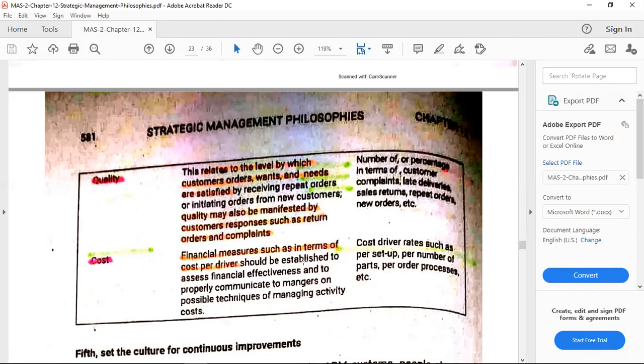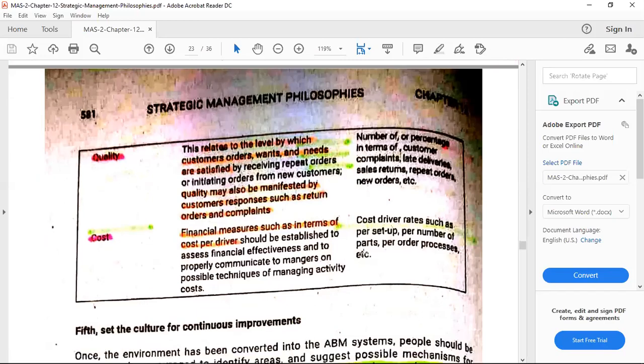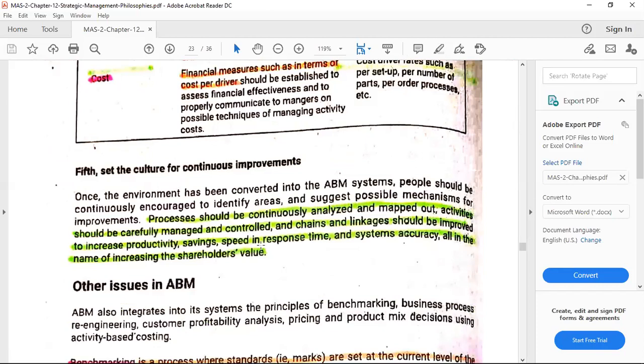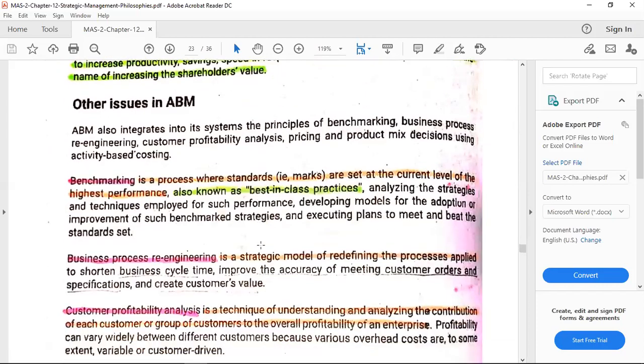Cost will be in terms of financial measures, so the rate per setup, per unit, per part, per hour, etc. And fifth is culture for continuous improvement, or kaizen. So we want anything that we do to add value to the company, to improve continuously and sustainably, and maximize shareholders' wealth.